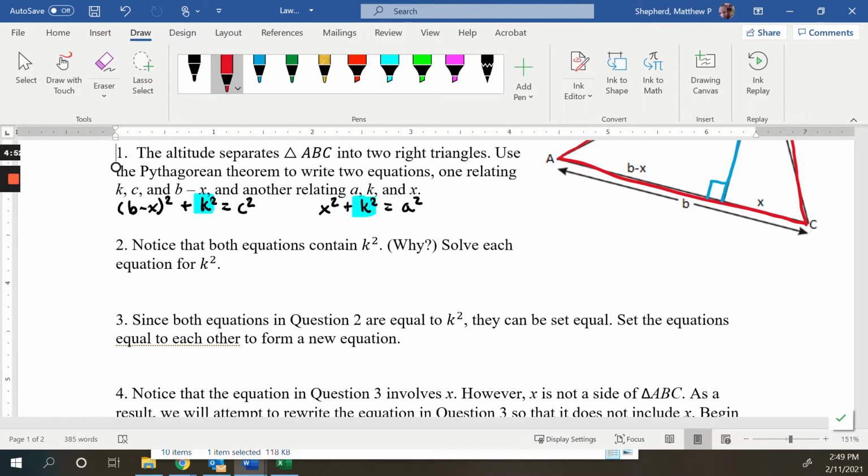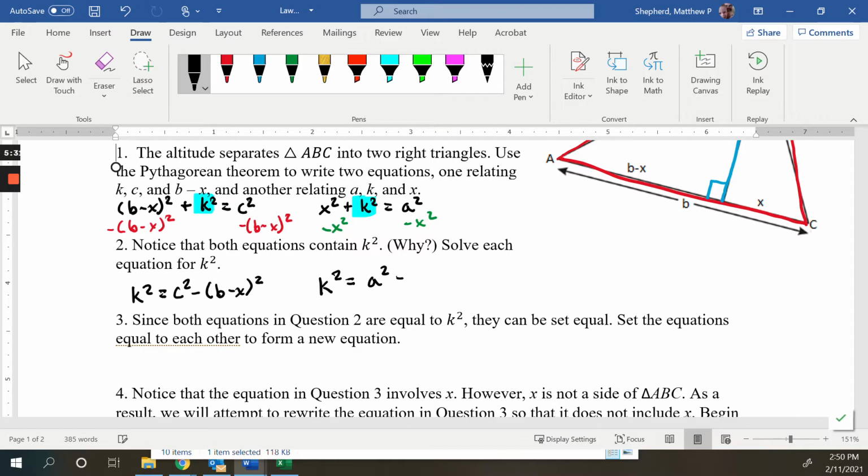So for this first one, I would minus the b minus x squared from both sides of this. For this other equation, I'm just going to need to minus the x squared from each side. So that's going to give rise to the equation k squared is equal to c squared minus b minus x squared. And then for the other triangle, k squared is equal to a squared minus x squared.